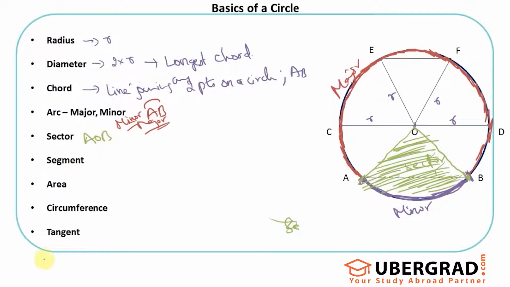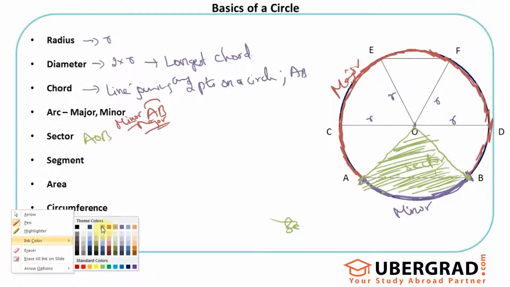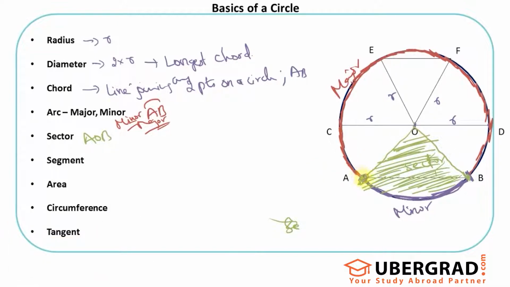Then there's something called the segment. If I am talking about A and B, this is the minor arc, and AOB is the entire sector. So the segment is this. If I join AB through a line, AOB is a triangle you can see here. In the entire sector AOB, it's basically this triangle plus this part, right? So this part is called the segment. Leaving the triangle, the other part, all the blue I'm shading now, is called the segment. If I say segment AB, I'm talking about this.